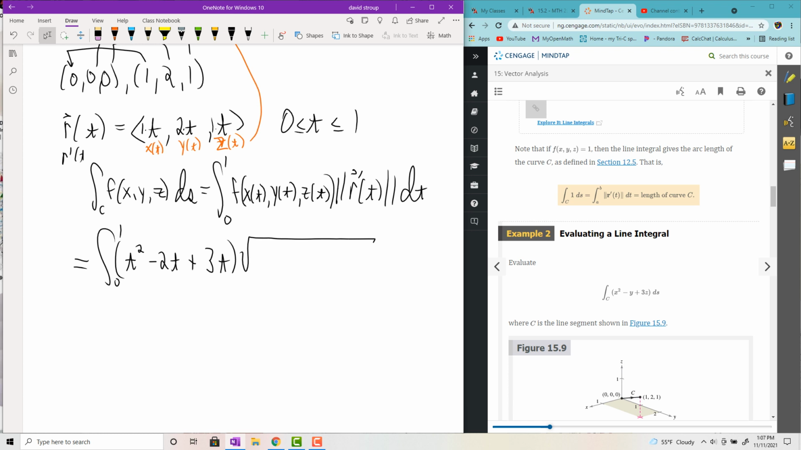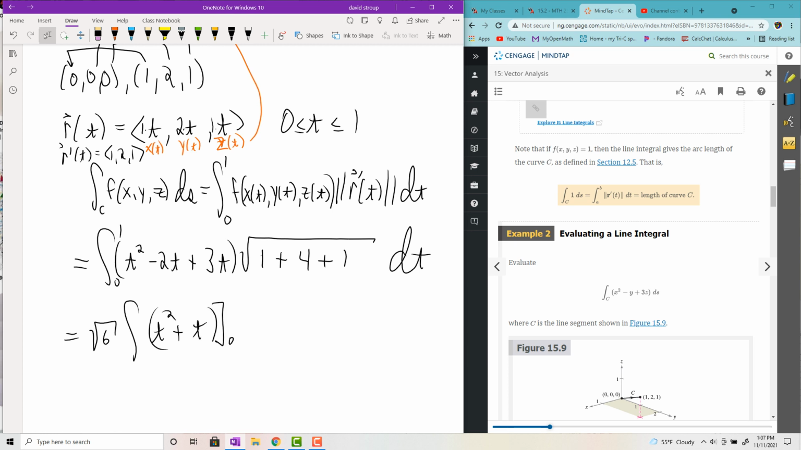So the derivative of r of t, r prime of t, is going to be 1, 2, 1. So it'll be 1 squared plus 2 squared is 4 plus 1 squared, dt. 4, 5, 6, you can factor out the square root of 6 then. And you have t squared plus t from 0 to 1. Oh, oops, I think I'm doing a double integral or something. dt, and then you can integrate each of those using power rules.